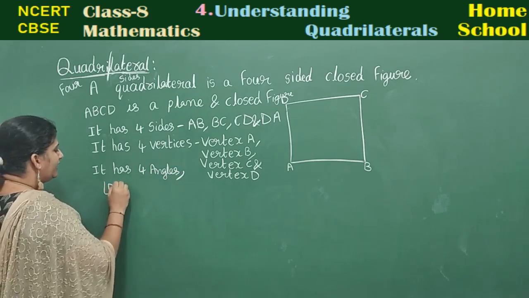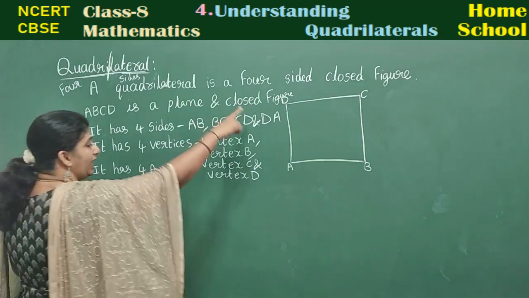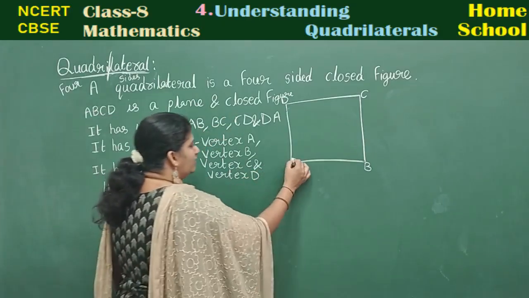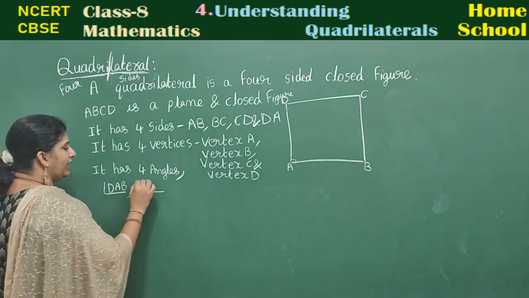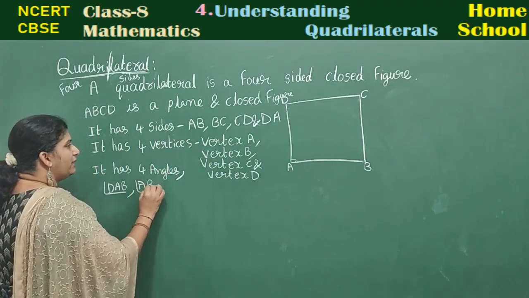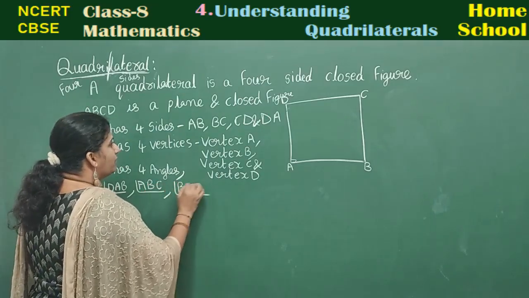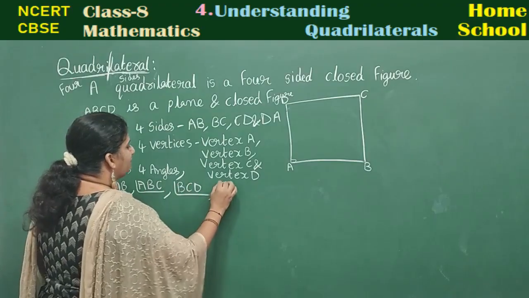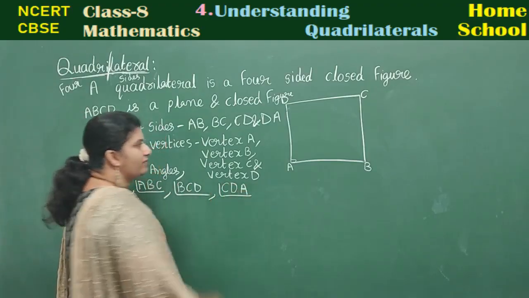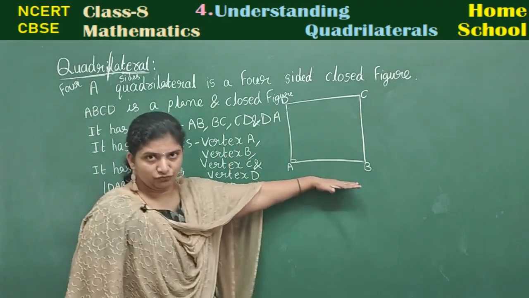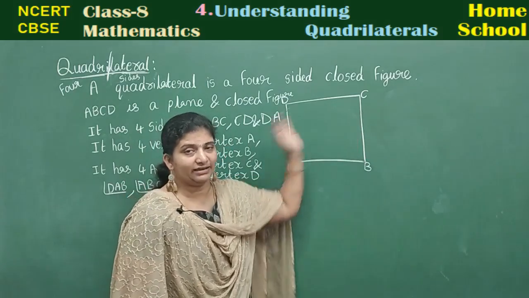Angle DAB. Observe that carefully, children. Angle DAB means which angle? This angle. Okay? Comma. Angle ABC. Comma. Angle BCD. Angle CDA. It has 4 sides, 4 vertices and 4 angles.